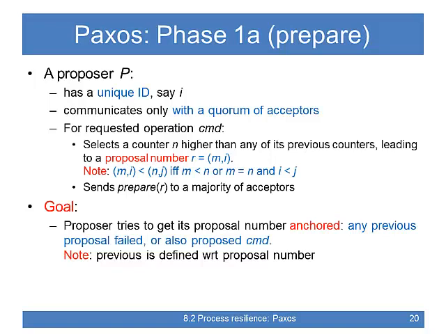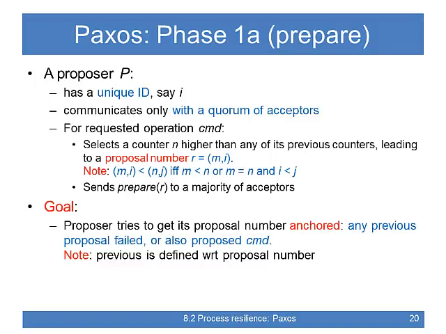If you have (m, i) and (n, j), then (m, i) is less than (n, j) if and only if m is less than n, or if the two are the same, you take the process identifier into account. So there's a total ordering of these proposal numbers. This is also a very reasonable assumption. There's no magic here. And then what a proposer does, it says, I have this command, acceptors prepare.